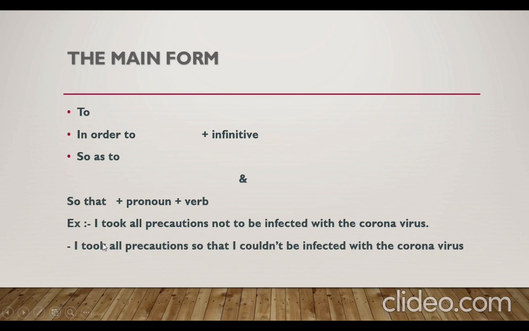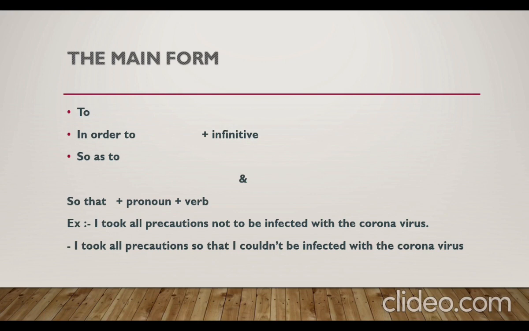For example, when I say, I took all precautions not to be infected with the coronavirus, it's the same meaning when I say, I took all precautions so that I couldn't be infected with the coronavirus. Here I used not to. After to, we used be, which is the infinitive of the verb to be. Here, after so that, I used I, the pronoun, then I used couldn't, which is the verb. So this was the first structure of Unit 8 grammar.